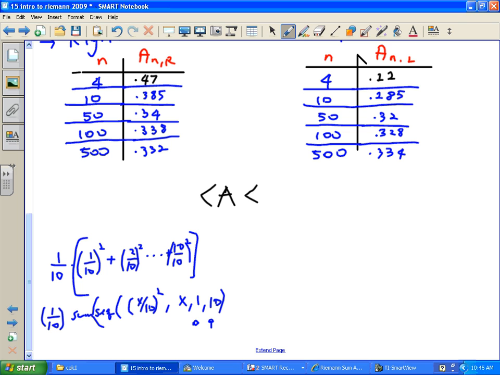Do you see a pattern there? The left sums and the right sums are all converging around 0.33 something, right? And remember, the right sums were the overflows. Hold on, I think I put them backwards. The last one you said, the right sum was 0.334. That should be over here, 0.334. And the left sum should be 0.332.